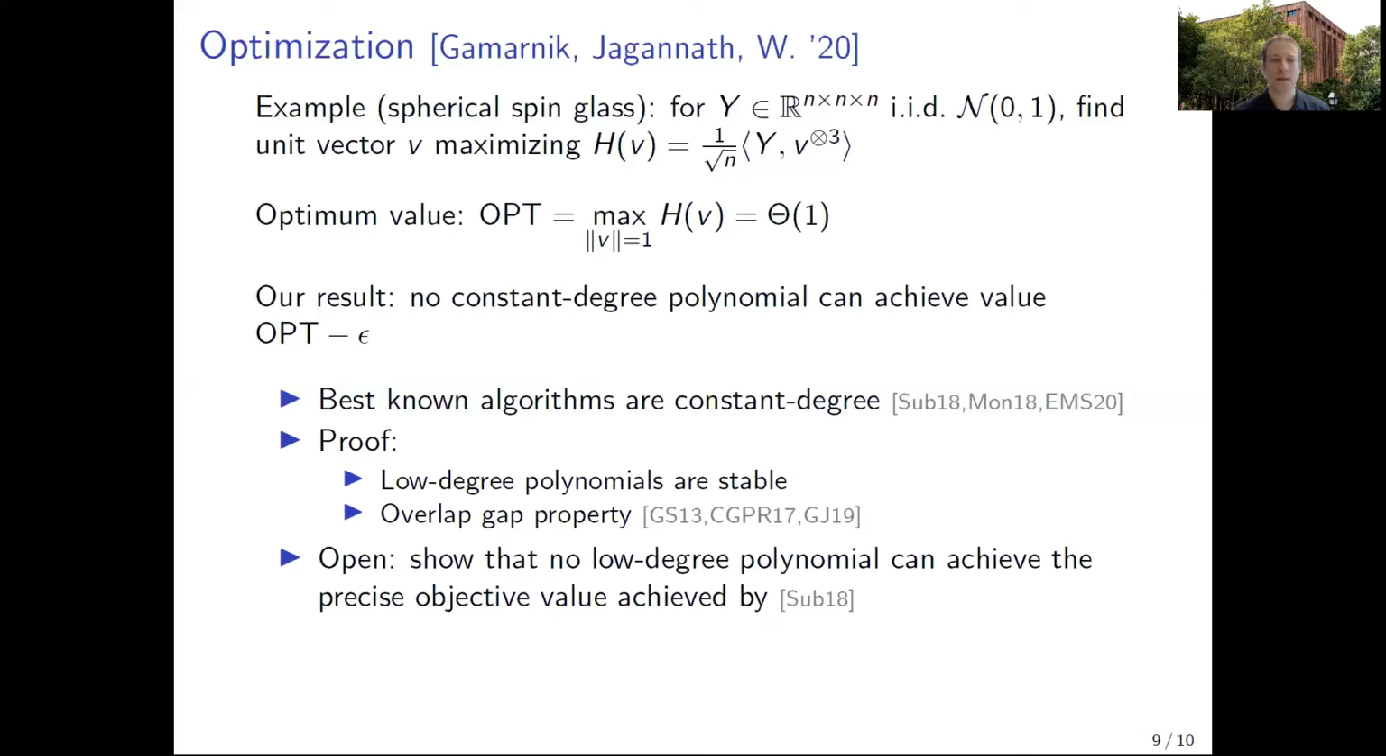One open problem here is to improve the value of epsilon. Namely, we would like to show that no low degree polynomial can achieve the precise objective value that is reached by the best known algorithms.